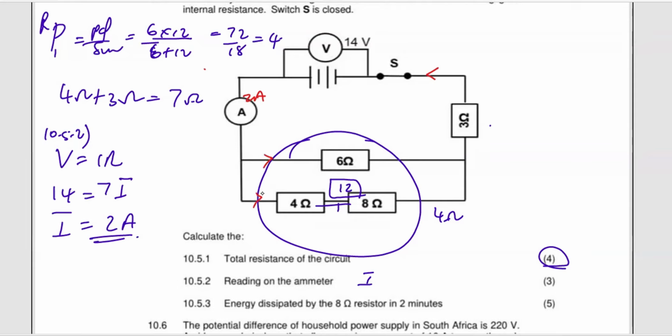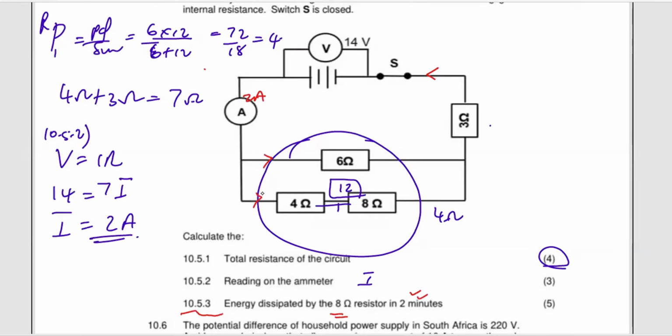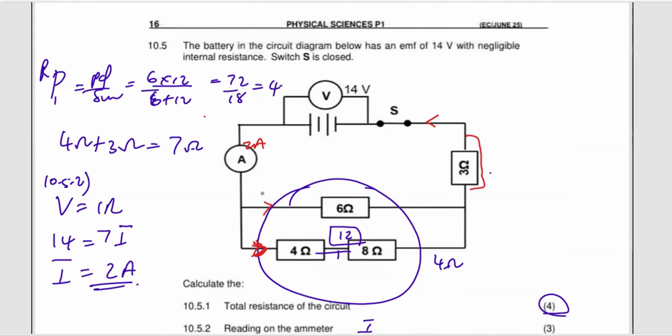They want us to get the energy dissipated by the 8 ohm in 2 minutes. What needs to be done? Number one, we need to get the current that is passing through here. For us to get the current, we need to find the voltage, because the voltage here is going to be different from the voltage on this side. So let me start by getting the voltage across the 3 ohm, meaning it's I and R. So it's 2 by 3, which gives me 6 V.